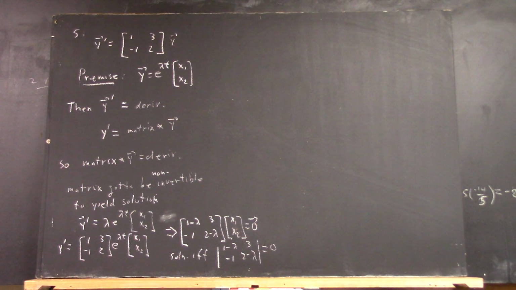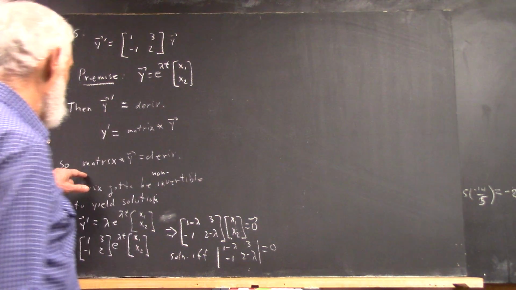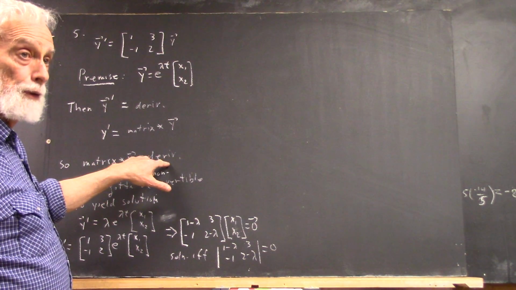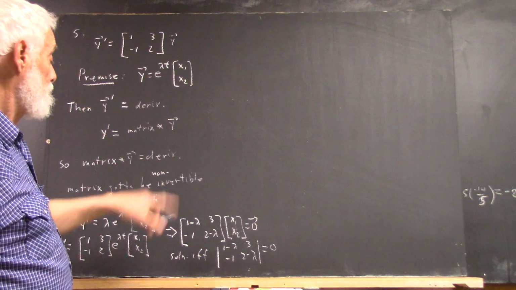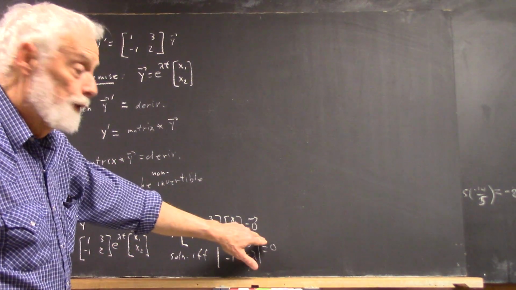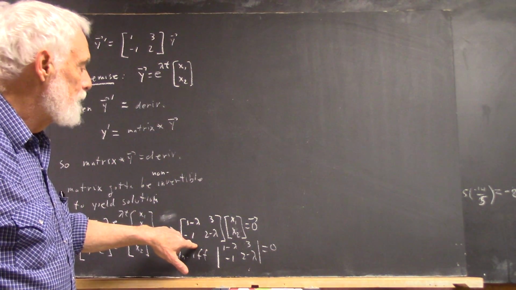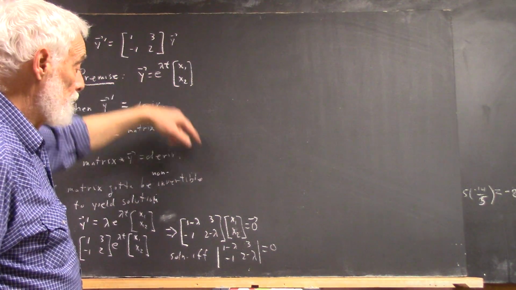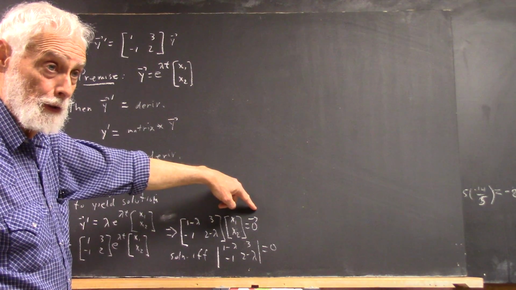Okay, I had an error in what I said. There was one step I didn't get here. Matrix times y equals the derivative gives us this equation where you have a characteristic matrix times your column vector x1, x2 equal to the 0 vector.